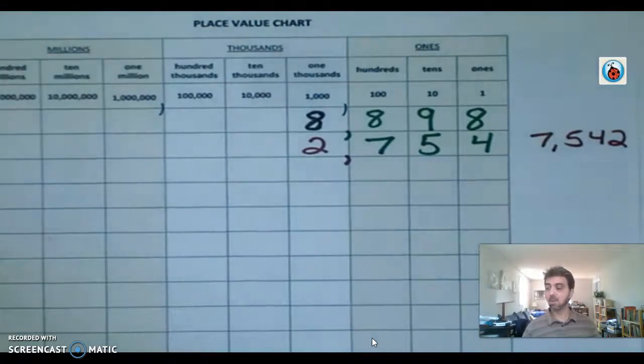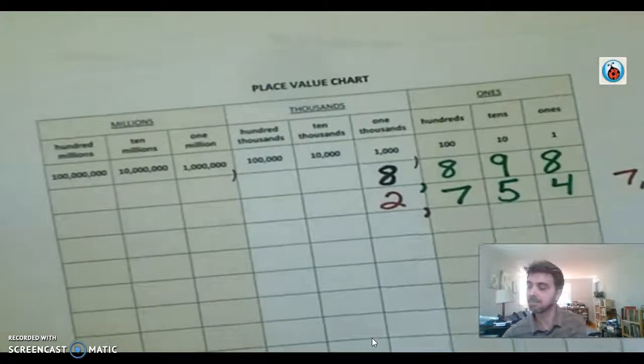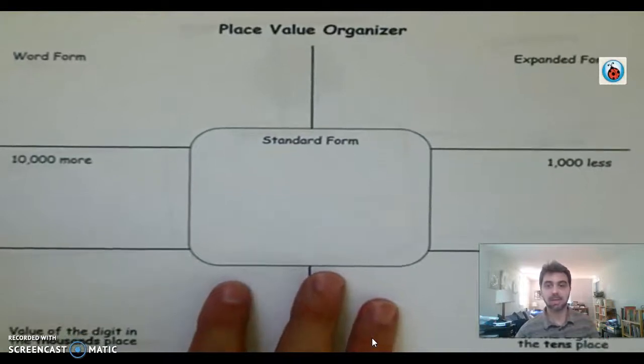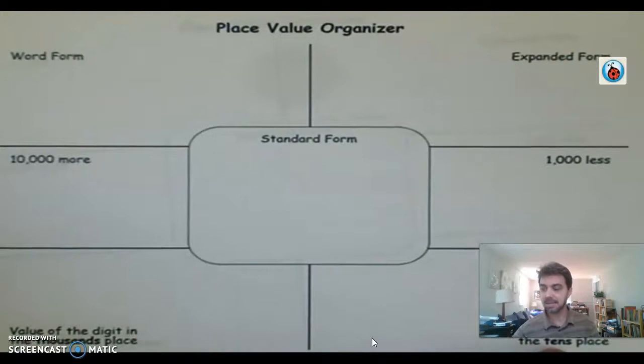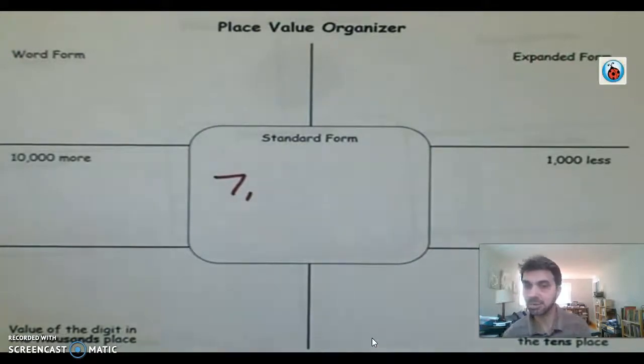Okay? So we're going to actually take that number, 7,542, and I want you to now go to this paper. It's a place value organizer. Okay? It should say, down here, it should say thousands place and tens place. So I'm going to write that number, 7,542.